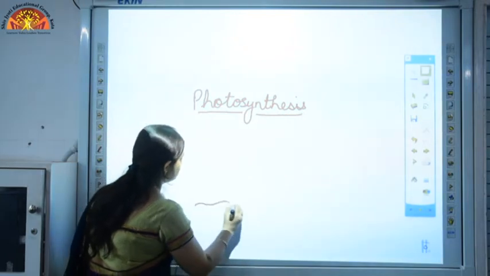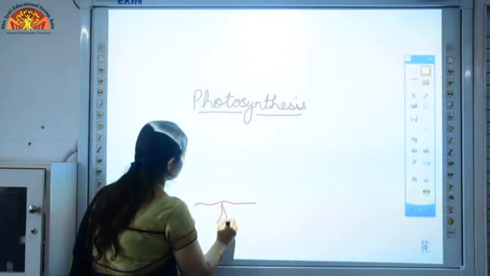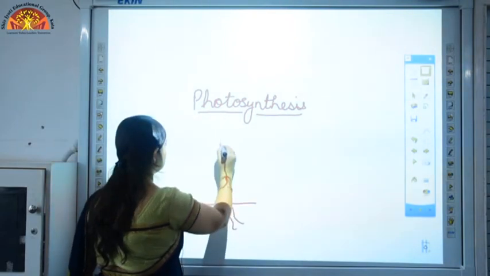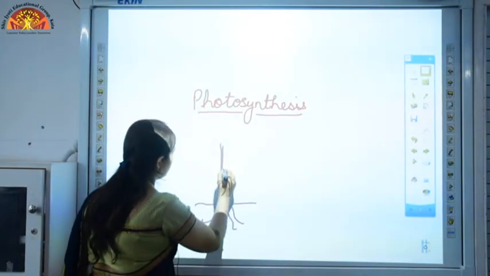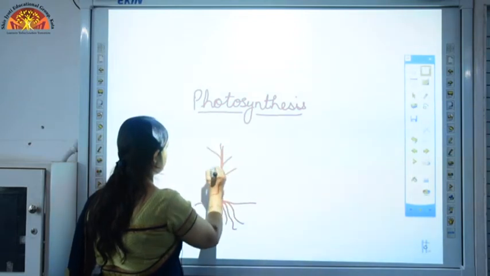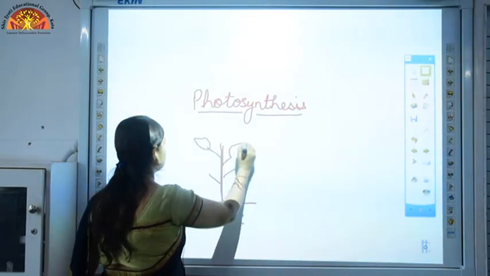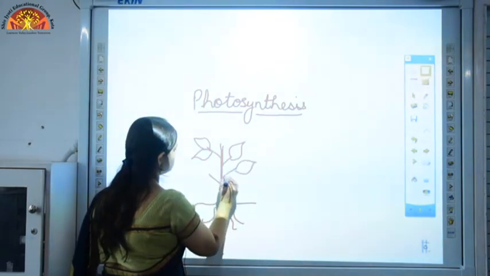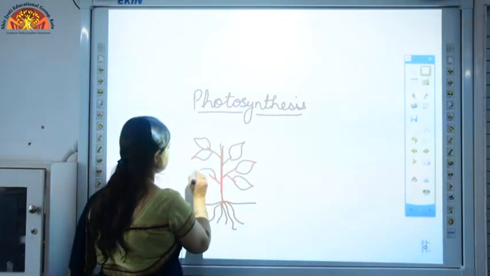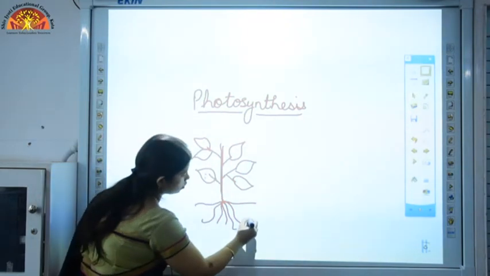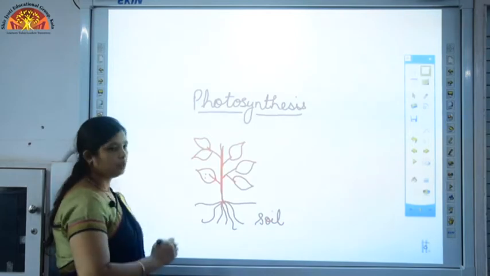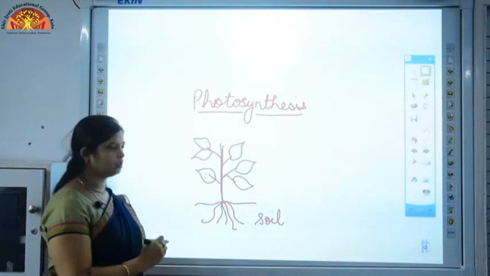So children, these are the roots of a plant. Then this is a stem, and from the stem several branches, leaves, flowers. Now you see the plant grows in soil. So this part is soil, below the ground. Now during the process of photosynthesis, what happens?